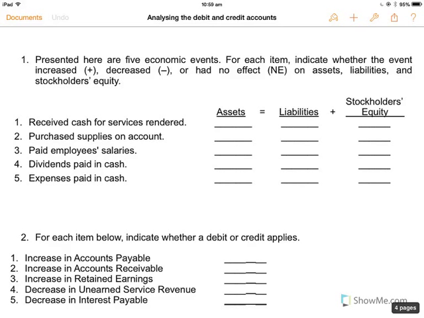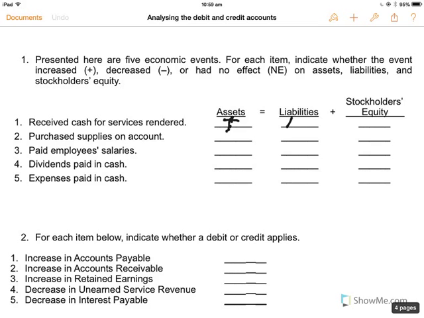Okay, we're going to try these problems with regards to debits and credits. Presented here are 5 economic events. For each one, indicate whether the event will increase, decrease, or have no effect on assets, liabilities, and shareholders' equity. To begin with, 1. Receive cash for services rendered. Well, cash would go up, so it would be a plus on cash.